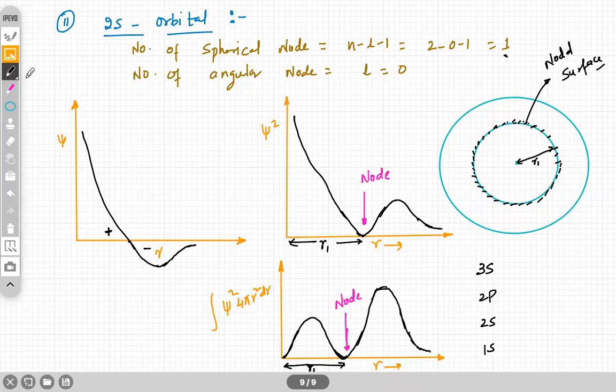What you will do is find out the number of nodes for each orbital. The number of nodes for 3s is what? The number of nodes for 3s is 2. The number of nodes for 2p? Total nodes, you tell me. We have only one angular node, right? Only one angular node we have in 2p. We have 2s, one spherical node. The 1s orbital has no nodes here. Is it clear? Are you comfortable with these values? Tell me. All of you, please respond.